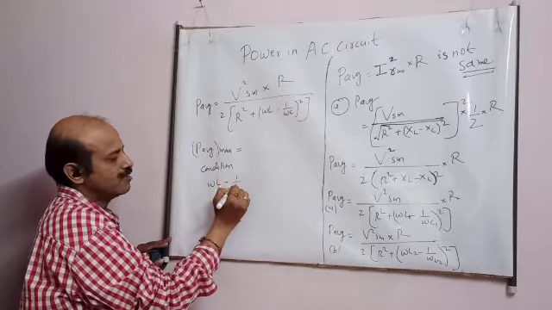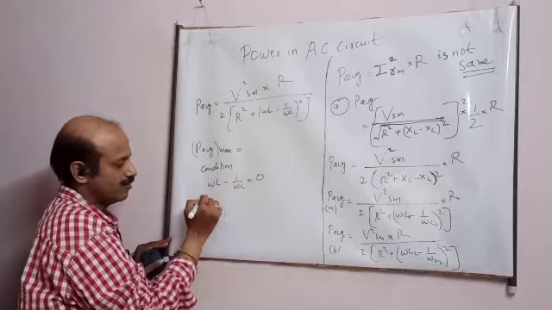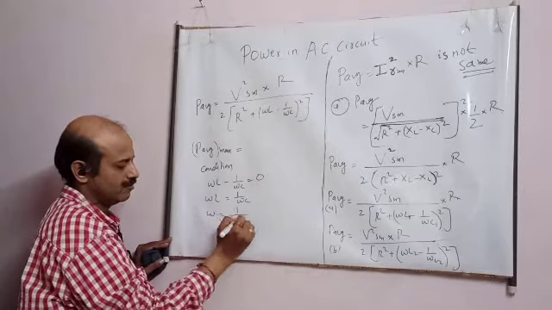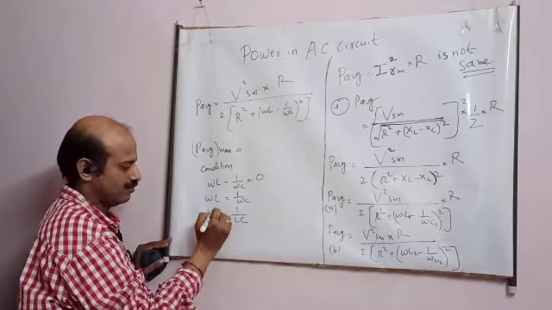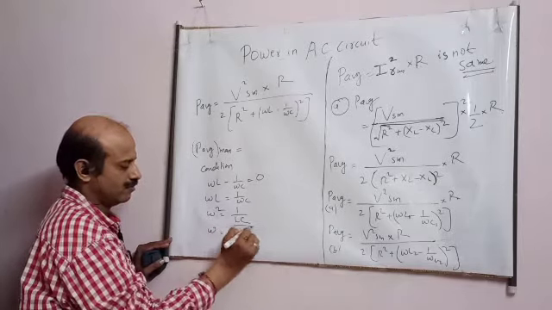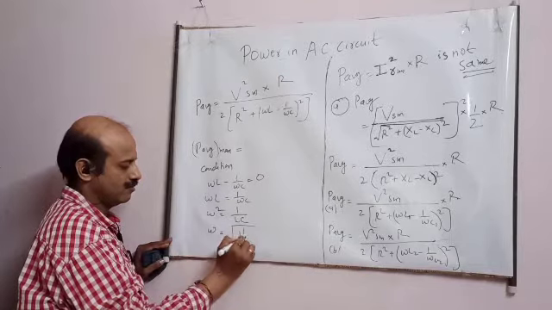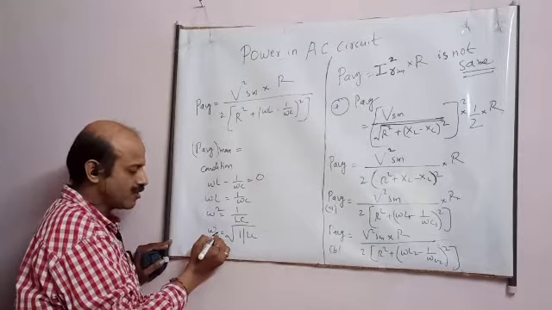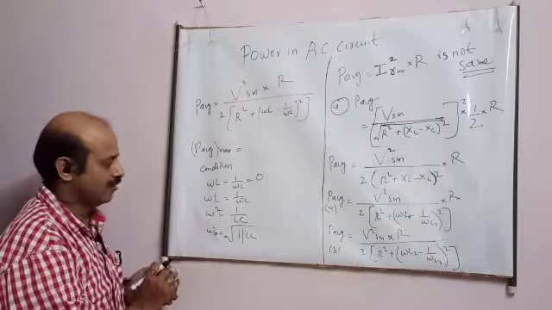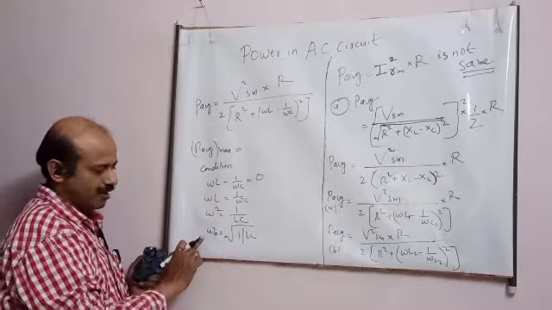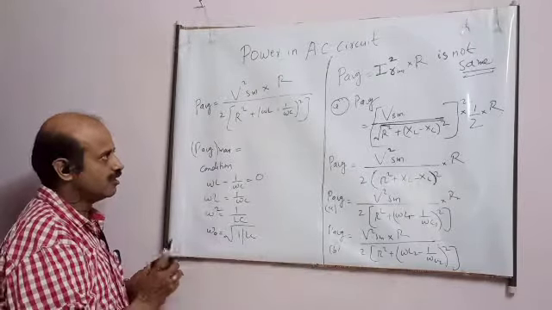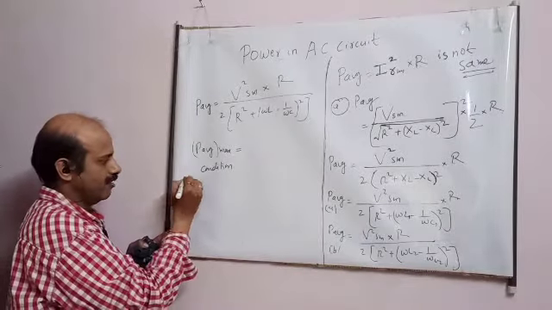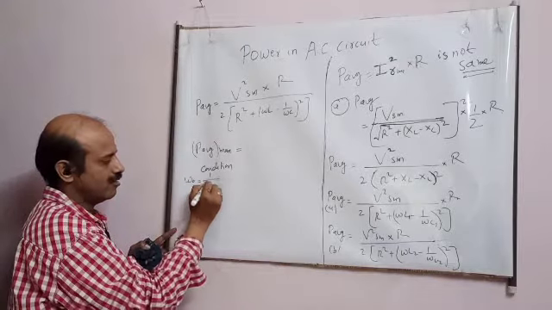When omega L minus 1 by omega C is equal to 0. So omega L is equal to 1 by omega C. This is the frequency for which power will become maximum, and this is known as student resonance frequency. I will come into it. So the value of average power, student, this is the condition. So this I am writing it here. Condition is omega is equal to 1 by under root LC.